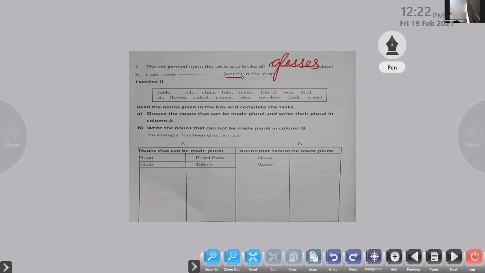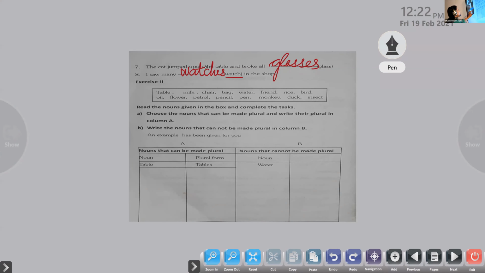Watch. What's the plural form for watch? Adidev. Watches. What's the spelling? Watches. It ends with CH. So what we have to do? W-A-T-C-H-E-S. Add E-S at the end of the word, okay, to make them into plural.